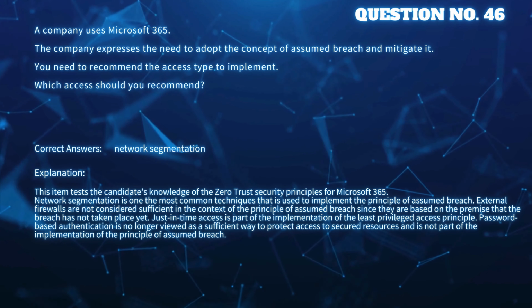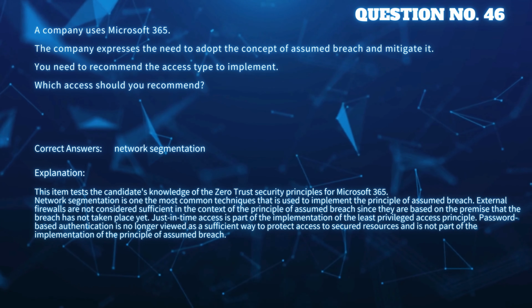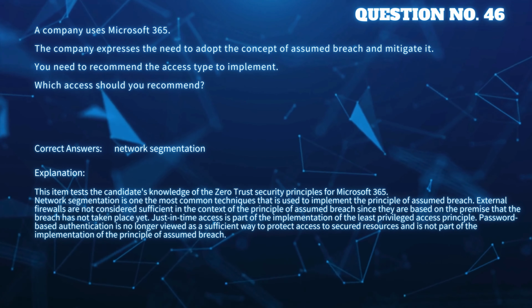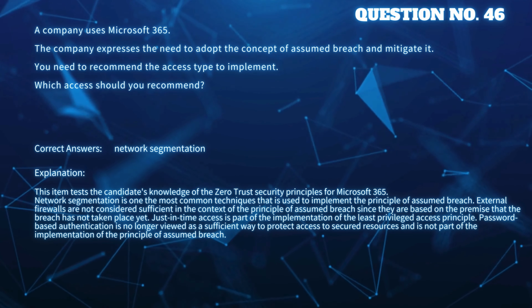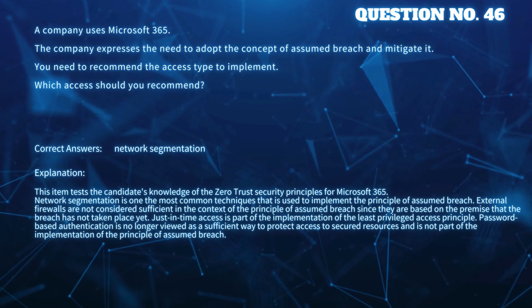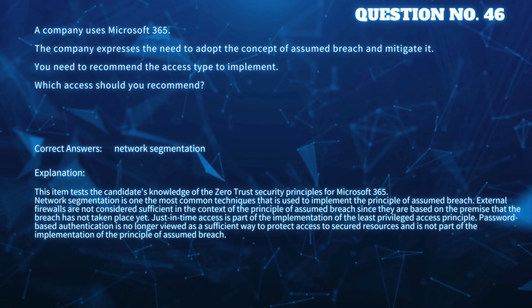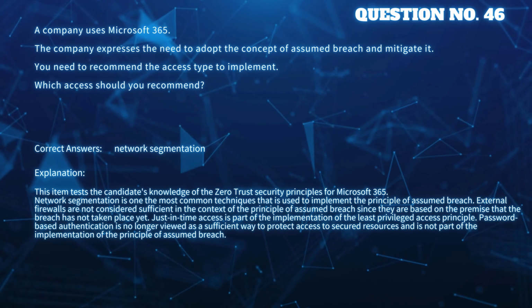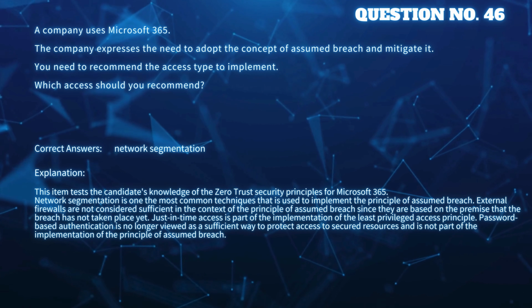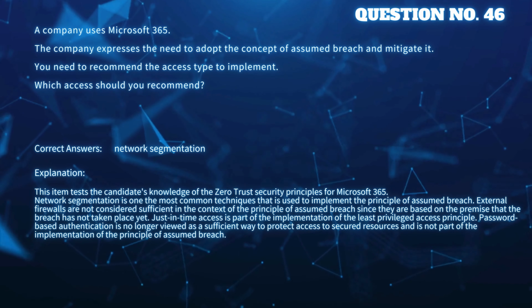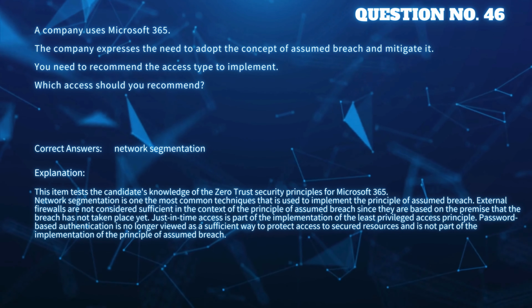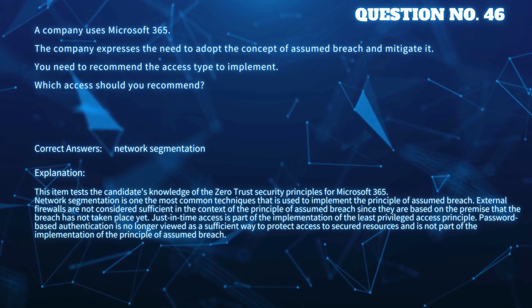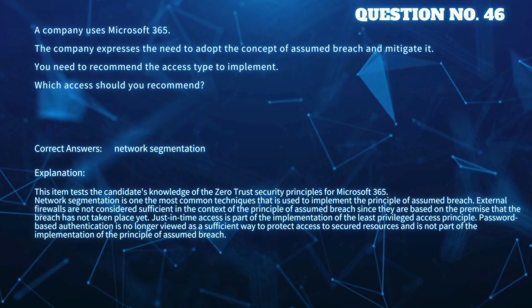External firewalls are not considered sufficient in the context of the principle of assumed breach since they are based on the premise that the breach has not taken place yet. Just-in-time access is part of the implementation of the least privileged access principle. Password-based authentication is no longer viewed as a sufficient way to protect access to secured resources and is not part of the implementation of the principle of assumed breach.